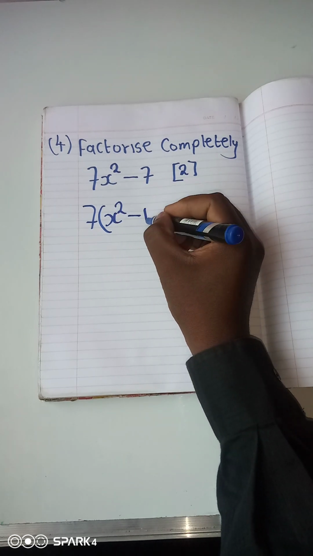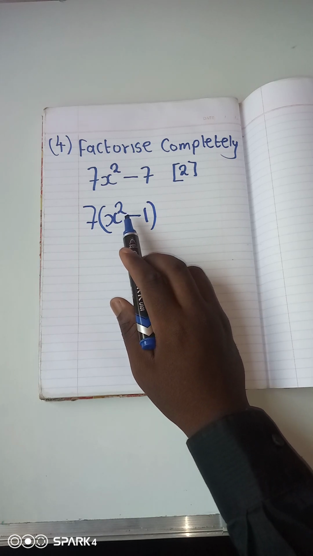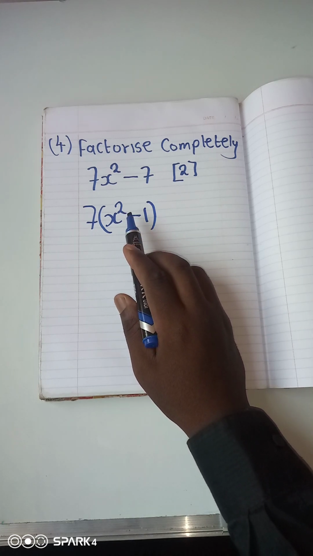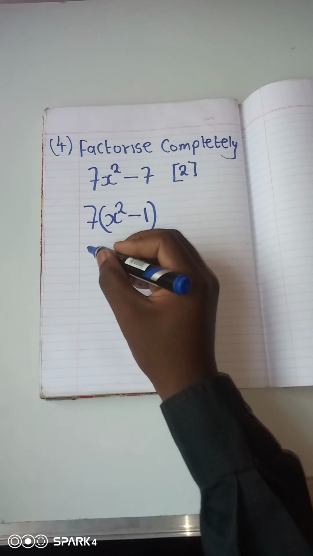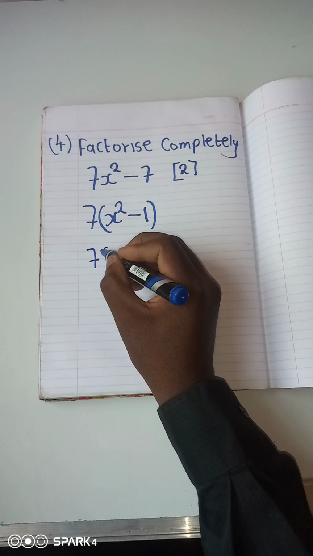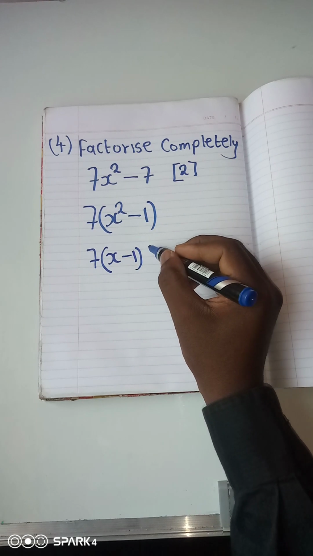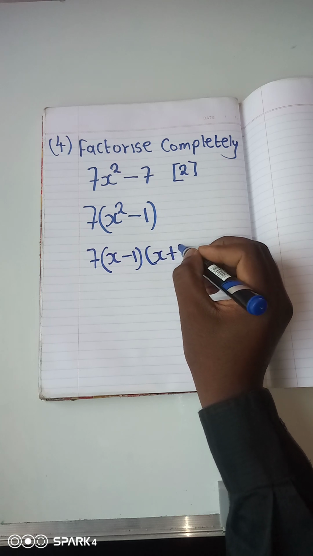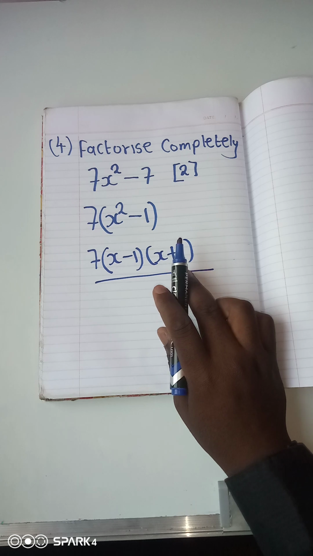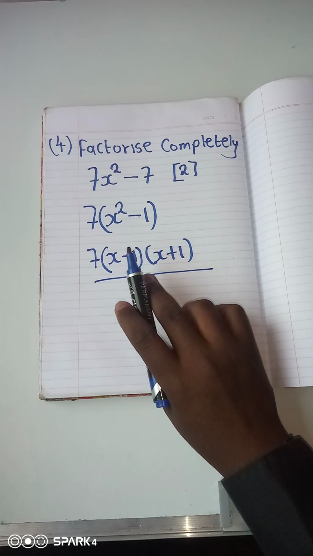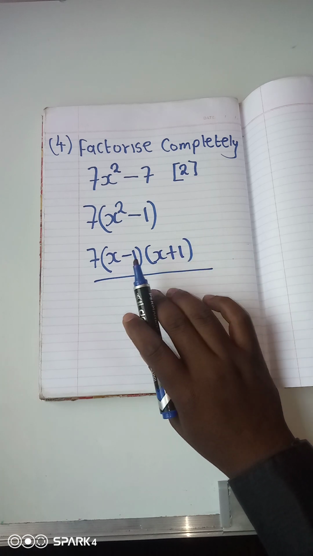What has remained here? It's x squared minus. How many times can 7 go into 7? It goes 1 time. Now you can't end here. This is what we call difference of 2 squares. So how do you deal with this question? So you will say 7(x minus 1)(x plus 1). So this is the format for difference of 2 squares. It is always attached with a negative and a positive like this.